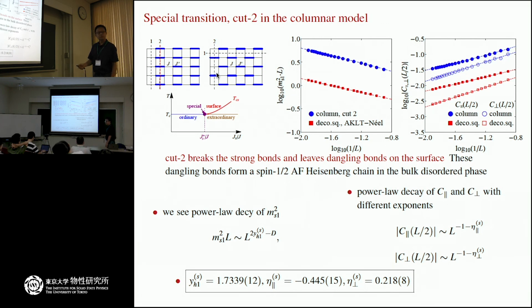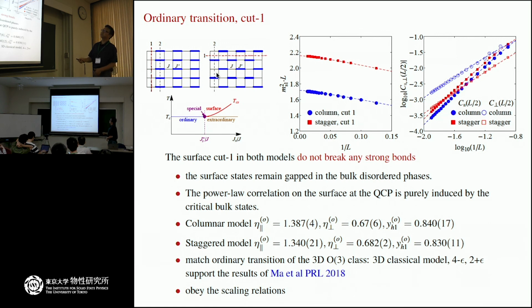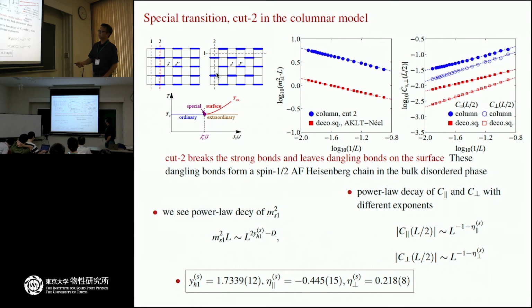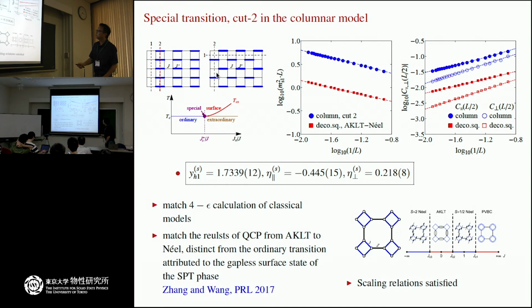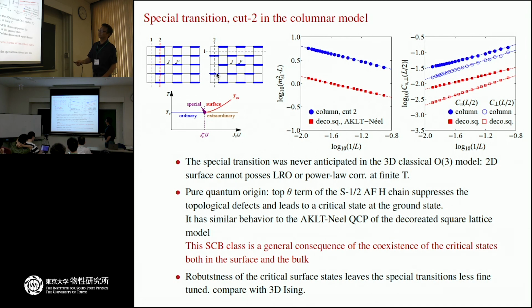So is it because you always have an effective spin-1/2 chain there, and that's always critical independent of coupling? That's right. Yeah, that's the reason. So, oh, sorry. Yeah. Where is it? Let me go to this page first. So this special transition was first.